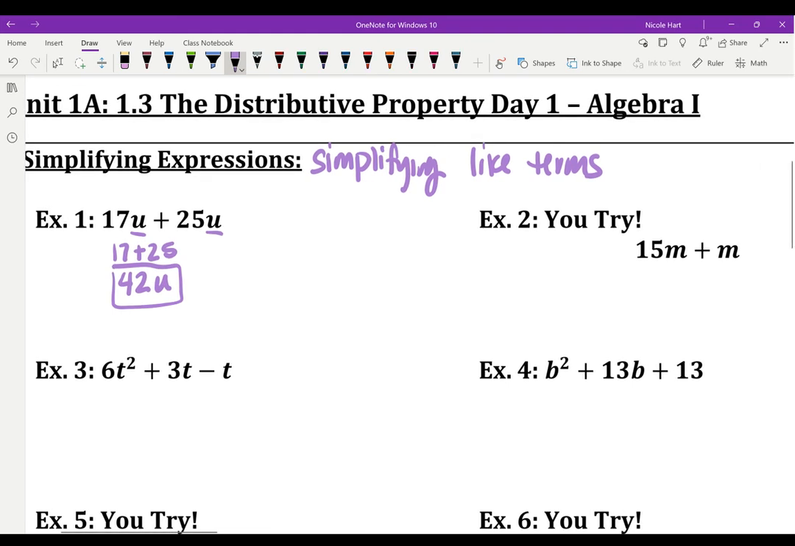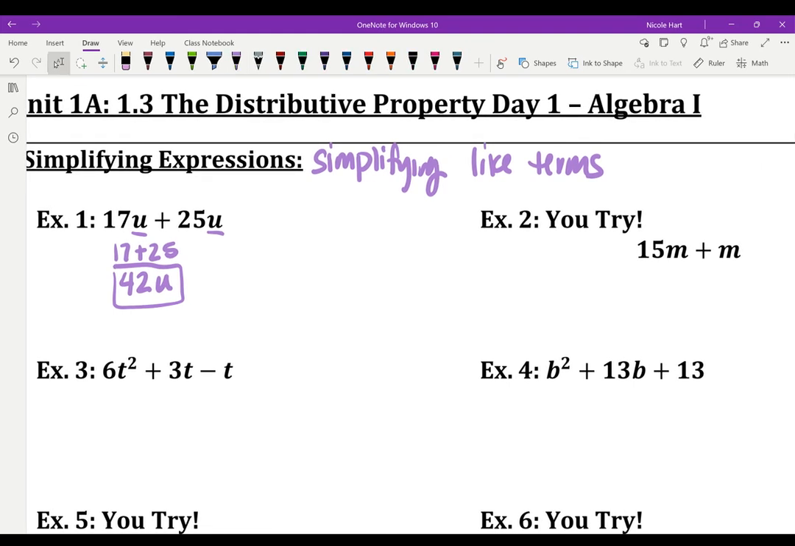I want you to look at number 2. Number 2, see if you can simplify 15m plus m. Just a little hint or reminder is in front of that m, you can always have a 1 if you need to add a 1 to the front of that, just to remember what that is representing.